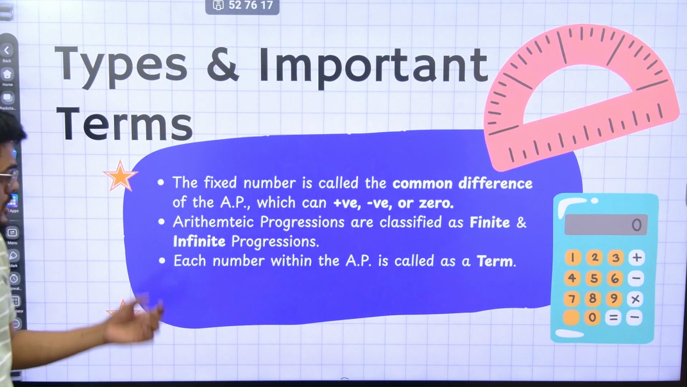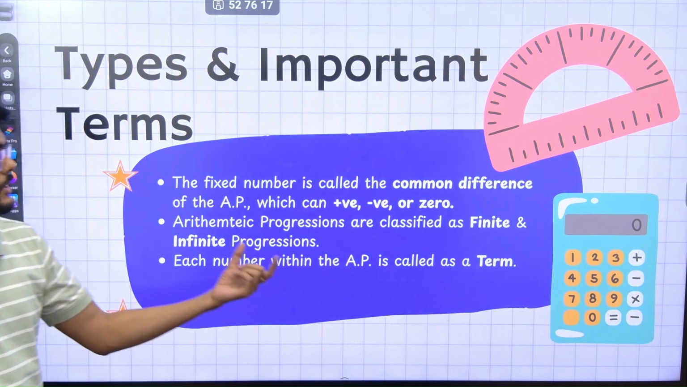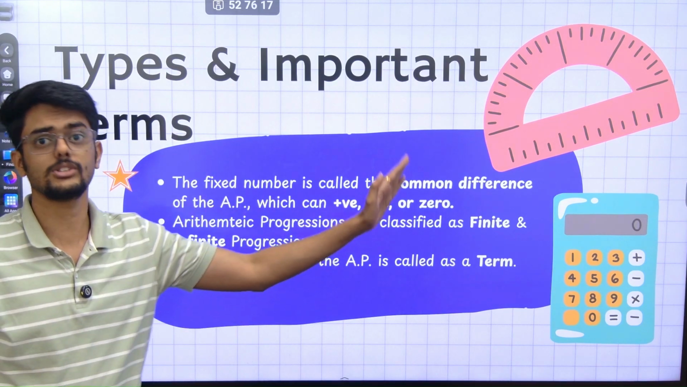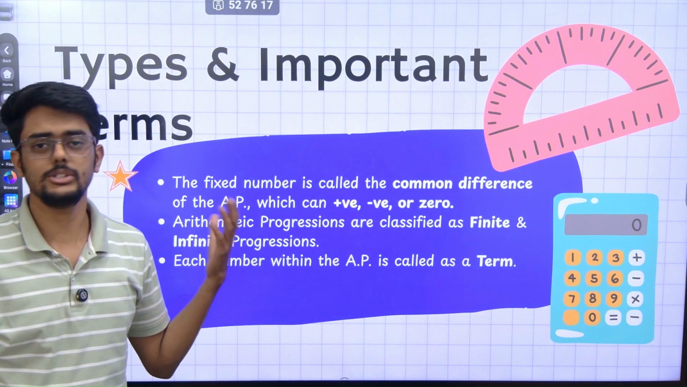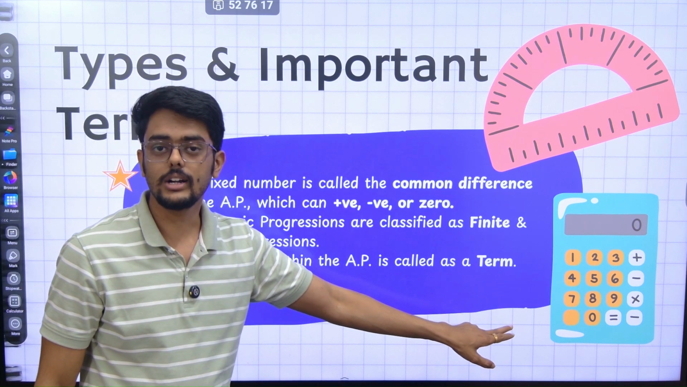Okay. Moreover, each number within the AP. Okay, AP is the acronym for arithmetic progression. We will be calling it that in the rest of the session so that we can use it frequently. Okay. And each number is known as what? It is called a term.